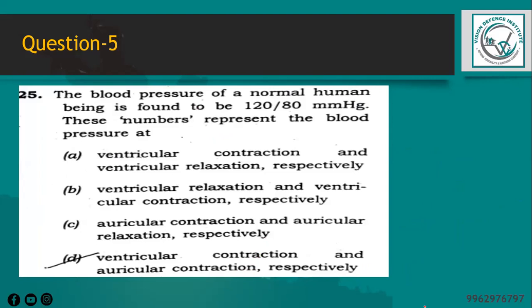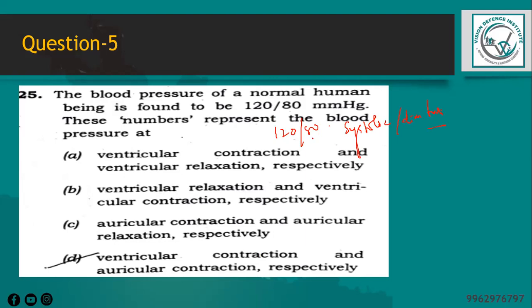And now let's see the next question. That is, the blood pressure of a normal human being is found to be 120/80 mmHg. These numbers represent the blood pressure. Generally we know that 120/80 is nothing but the systolic and diastolic pressure, right? That is represented in blood pressure, and it is measured with a sphygmomanometer.